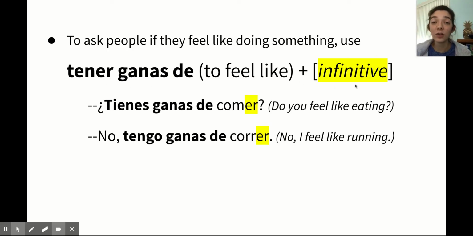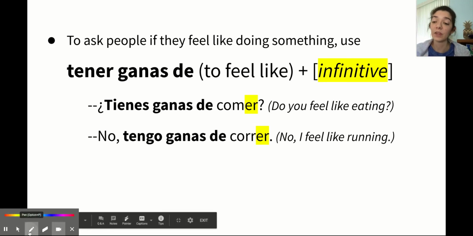And what is an infinitive? It ends with AR, ER, or IR. It's our to do something, our action words, our verbs. So if I ask you, ¿tienes ganas de comer? Do you feel like eating? And the answer might be no. Tengo ganas de correr, which I would never say, but maybe you do. No, I feel like running.